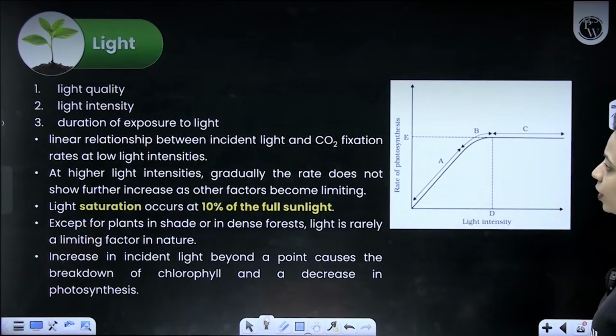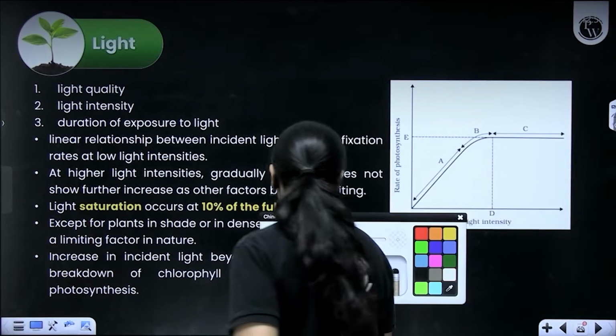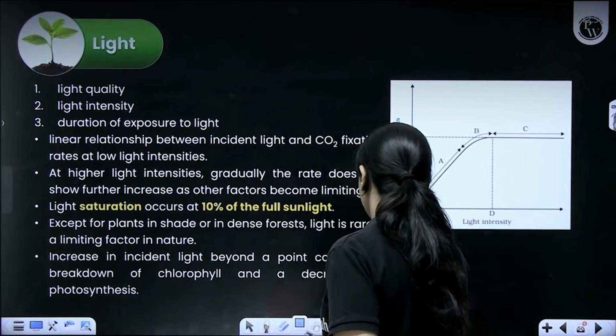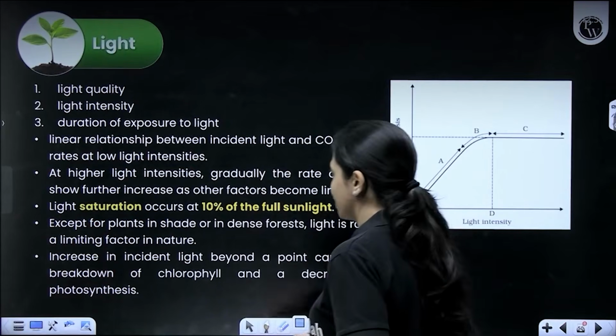Now let's talk about all of the different factors affecting the rate of photosynthesis, starting with light. There are three aspects of light that we must talk about.